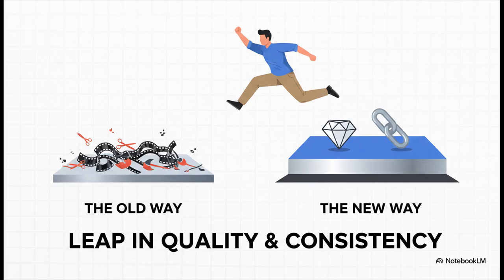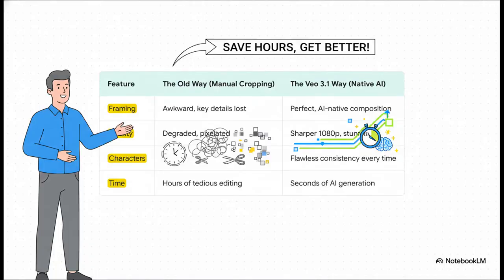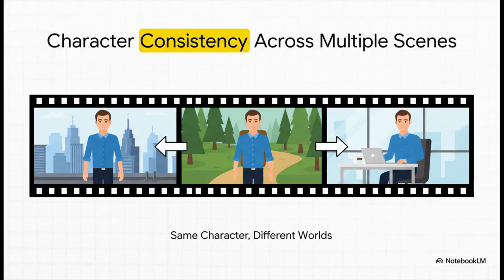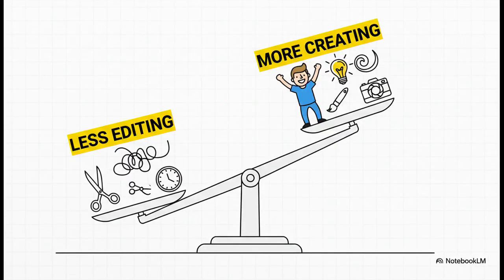Let's talk about unlocking some serious pro-level consistency. I mean, just look at the difference. You go from hours of editing to seconds of generation. This is a big deal. Your characters stay perfectly consistent across every single scene. No more weird changes. So what does all this really mean for your workflow?